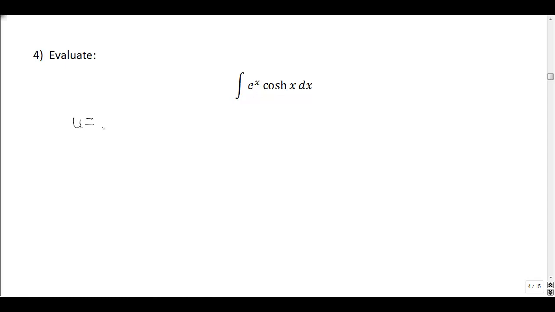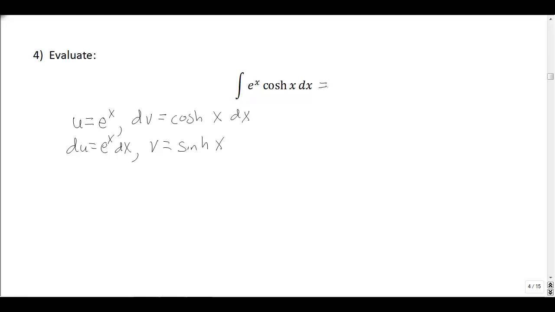I can let u be e to the x. I can write dv to be hyperbolic cosine of x dx. And then du, I differentiate e to the x, I get e to the x dx. V, I integrate my hyperbolic cosine. That's just a hyperbolic sine.